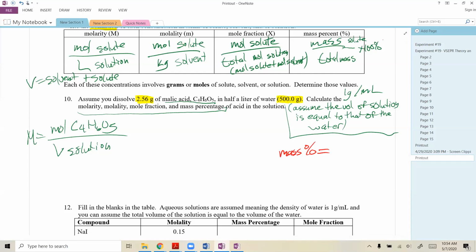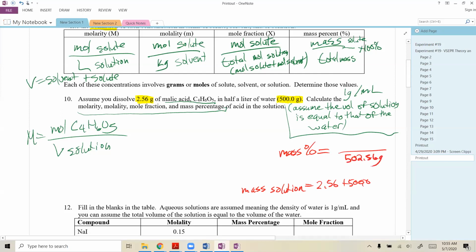So the total mass is going to be the mass of the solvent plus the mass of the solute. Very good. So we have the mass of the solute and we have the mass of the solvent. So the mass of our solution should be both of those things put together, 2.56 plus 500. That's going to be our bottom number. We know the 2 pieces of our solution, so we should be able to figure out their total mass. So that becomes our 502.56 grams down here. And then what number goes on top? 2.56.